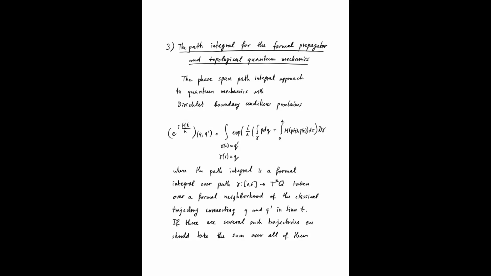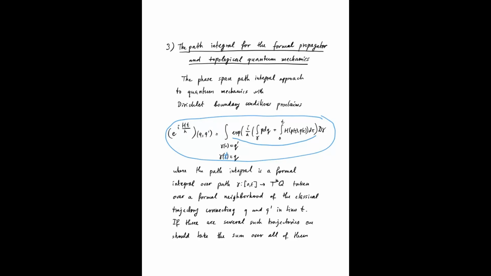Okay, so let's start with quantum mechanics, with the path integral for quantum mechanics. If we have Dirichlet boundary conditions, the standard Feynman's formula for the propagator, for the kernel of the propagator in terms of path integral, is just the following. We have to integrate, in some slightly mysterious sense, this function over the space of paths which originate at q prime and end at q, and this is t.